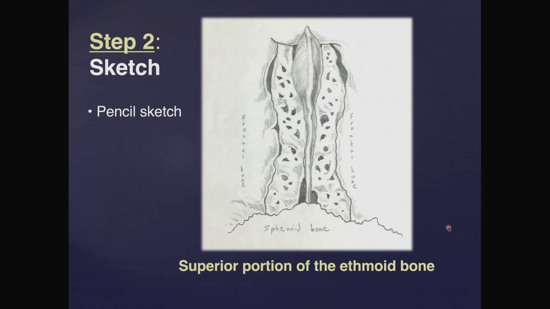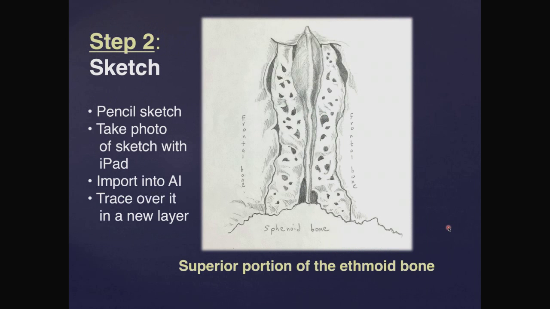Then what I do is, after I get this sketch completed, I take a photo of the sketch with my iPad's camera. After I do that, I import it into Adobe Illustrator. I import it right into the program. Then I'll lock it in its own layer. I'll put another layer on top of it, and I'll trace over it in a new layer. And then I'll start my digital work and create a lot more new lines that you don't see here.